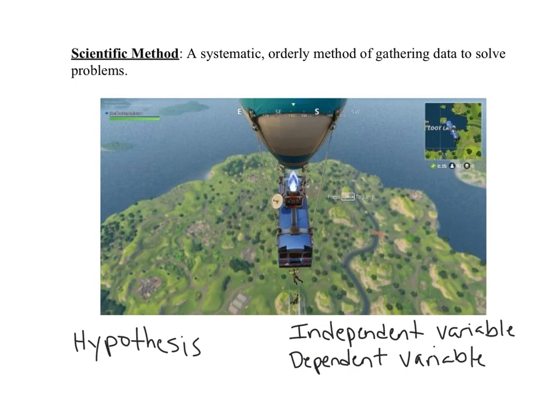Today we're going to go over what's called the scientific method. Scientific methodology. That is a systematic, orderly method of gathering data to solve a problem or to answer a question.